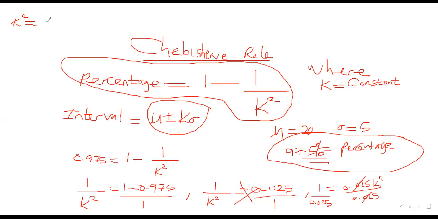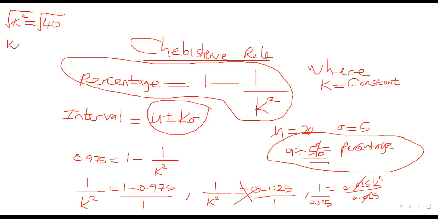It's equal to 40. Of course, we have gotten that one. Okay, so we can now find the square root of this. So what is important now? Let's find the square root so that we find our K.